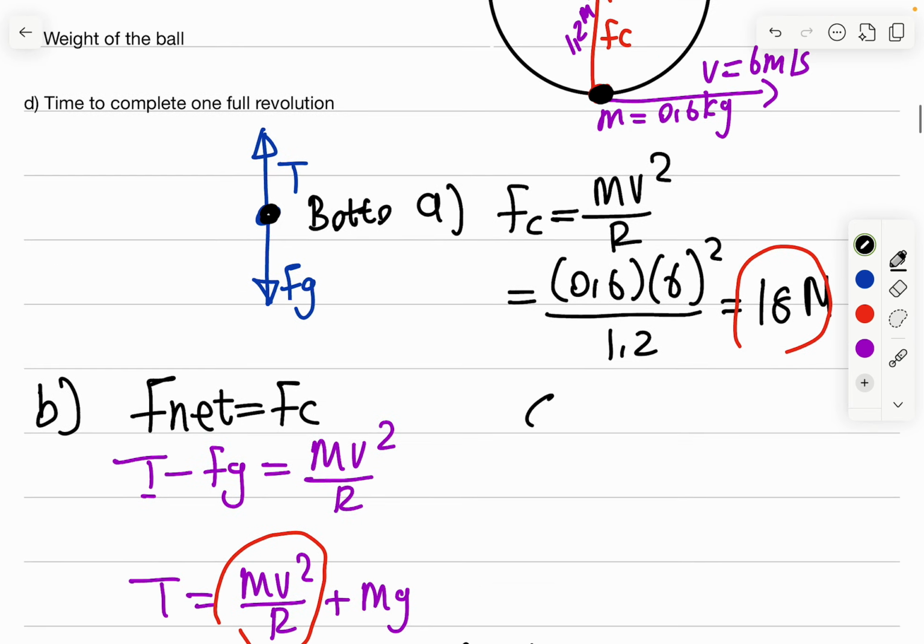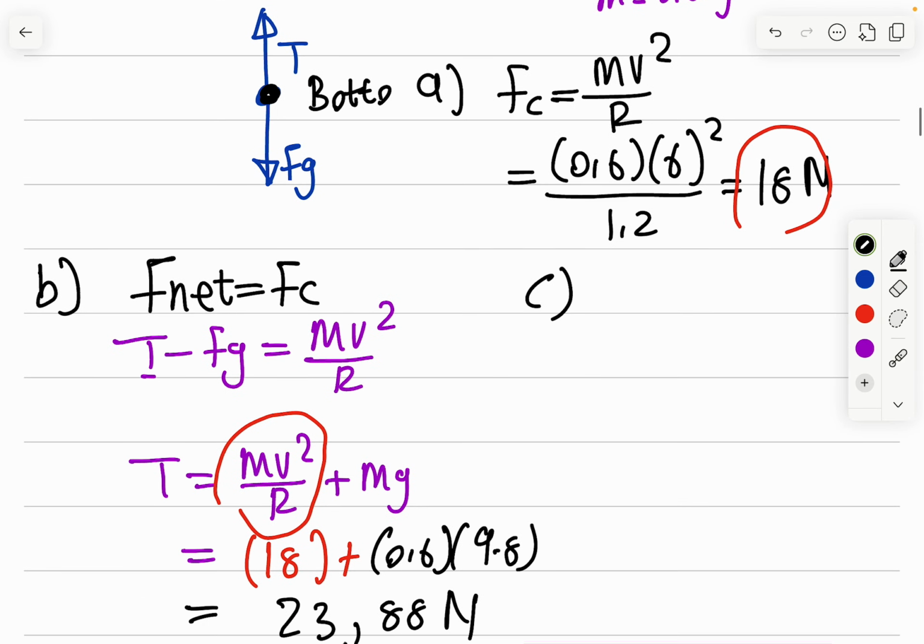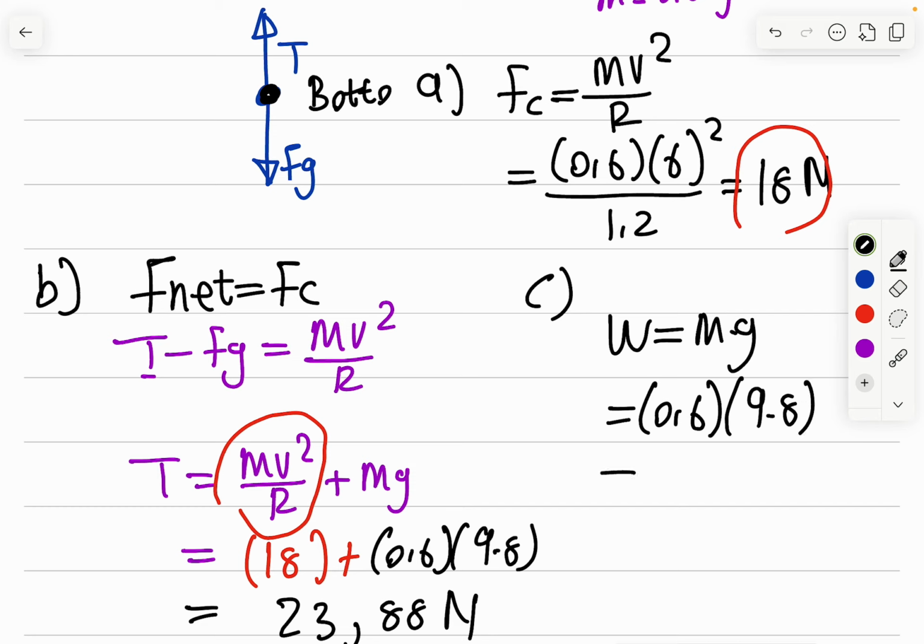Then let's check letter C. Letter C, they're saying calculate the weight of the ball. You know that weight equals mass times gravity. What is the mass of the object? The mass of the object is 0.6 kilogram. The gravitational acceleration is 9.8. Then you press your calculator: 0.6 multiplied by 9.8. You get your answer as 5.88 newtons. Weight is a force. It's measured in newtons.